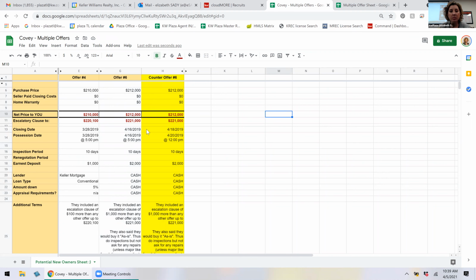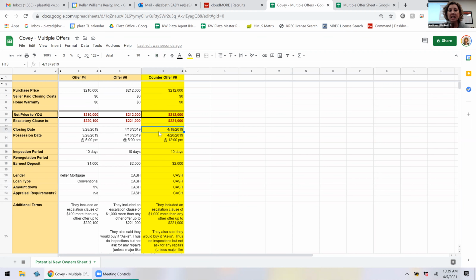And then I would have all the same terms here in this new column I created for the counter offer to number 6. And then we would talk through each item of, are we going to counter them? So in this case, purchase price of $212. Obviously, we're not countering anything that comes to seller paid closing cost or home warranty. The escalatory clause took it to $221, so that was something that I needed to include in the counter.